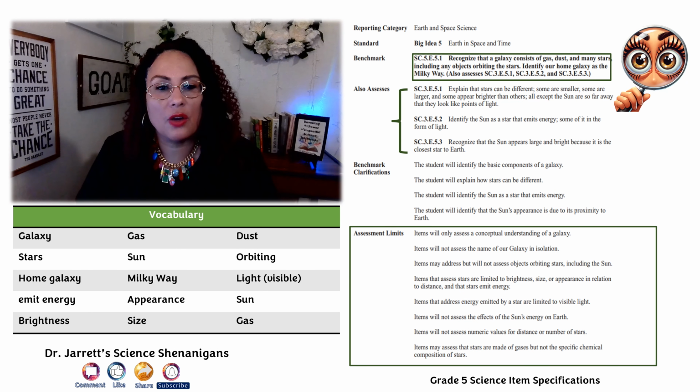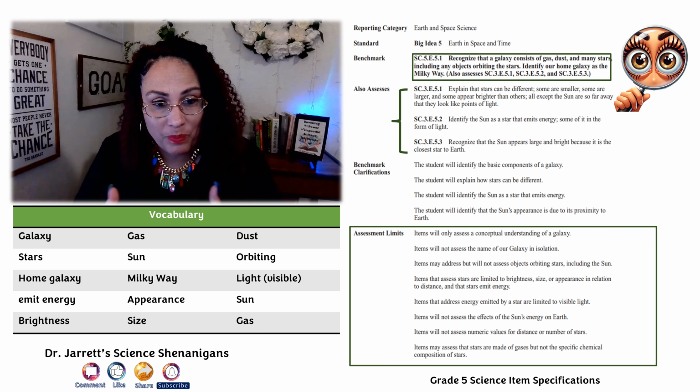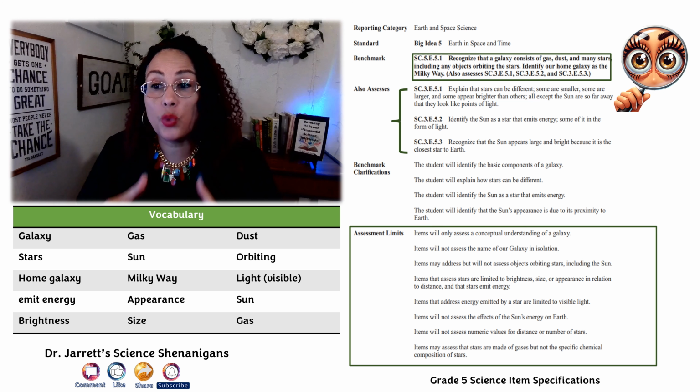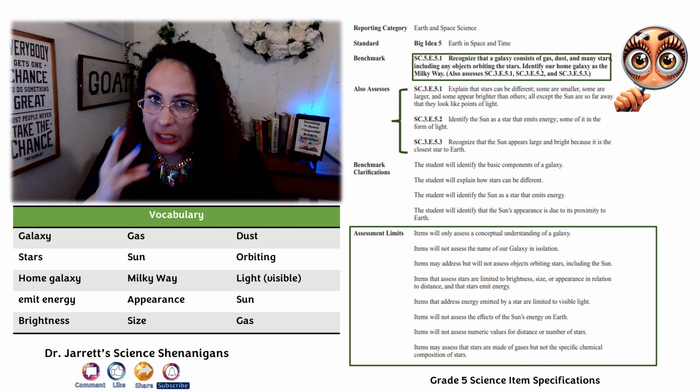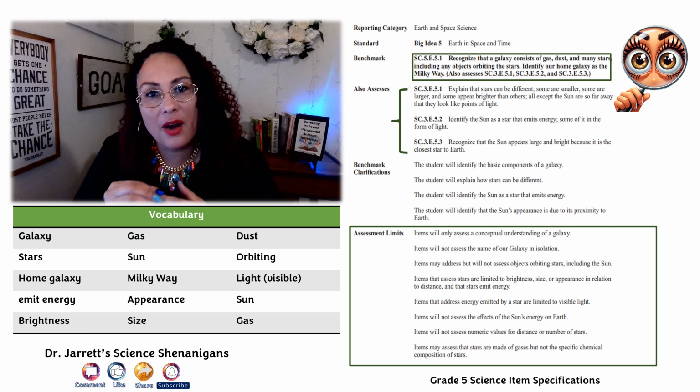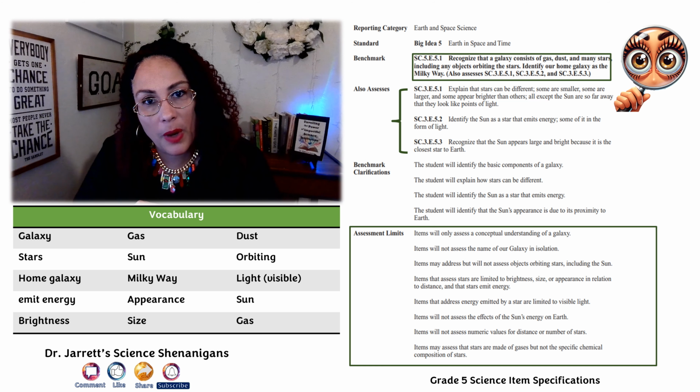So right now we're going to look at SC.3.E.5.1. Recognize that a galaxy consists of gas, dust, and many stars, including any objects orbiting those stars, identifying our home galaxy as the Milky Way. That is the 5th grade standard or benchmark that you will find in your textbook. However, there are 3 additional benchmarks that are also assessed.